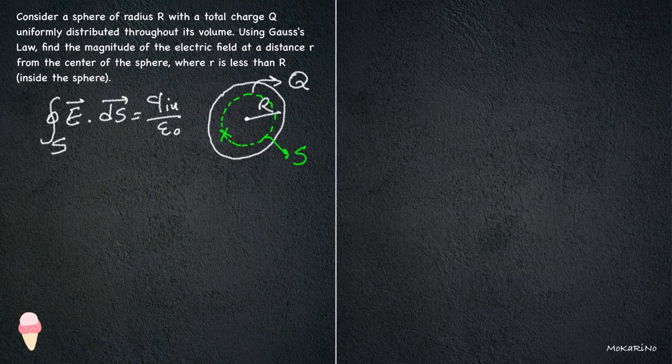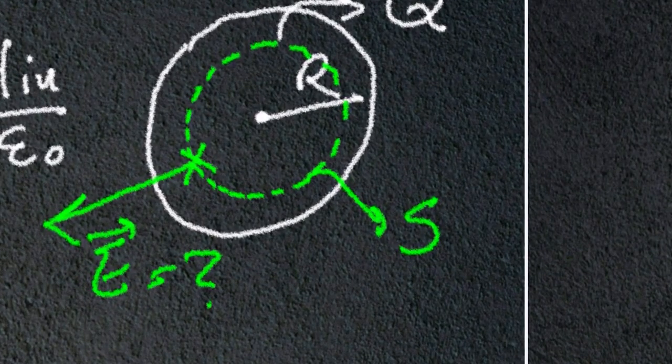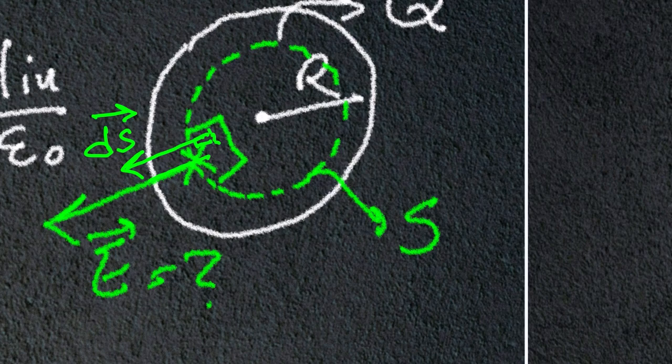This is a spherical surface, so I can say that the electric field is in this direction. We are going to find this electric field, and this ds, let me zoom here to see it better. This is an element of area. I will show it like this, and this is ds, the vector of this area. This is perpendicular to the surface, and also here the electric field is perpendicular to the surface.